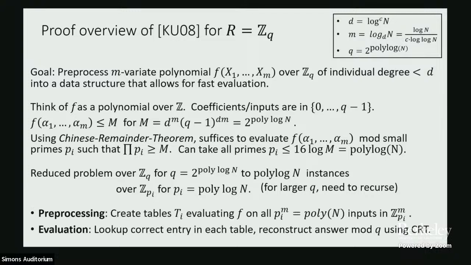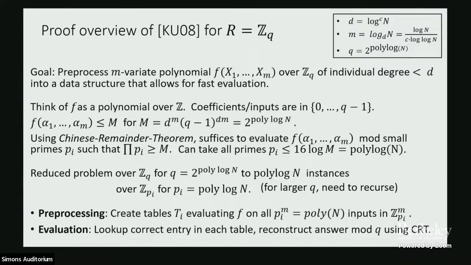Okay, but now once the primes are really small, we can just pre-process these polynomials by just evaluating them at all possible points, all p to the m points for whatever the small prime p is, and this will be poly n. And if you do the parameters carefully, it's really just n to the 1 plus epsilon. Okay, and so then the evaluation is just to look up these values in each of the tables. So look up the value of the polynomial modulo each of the small primes p_i, and then reconstruct using Chinese remainder. That's the entire idea.